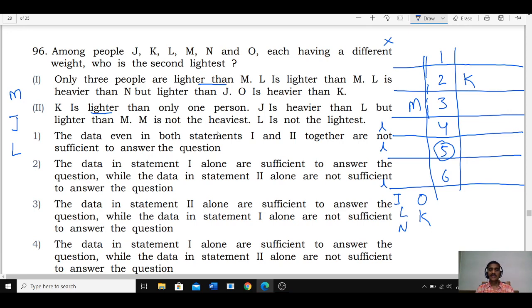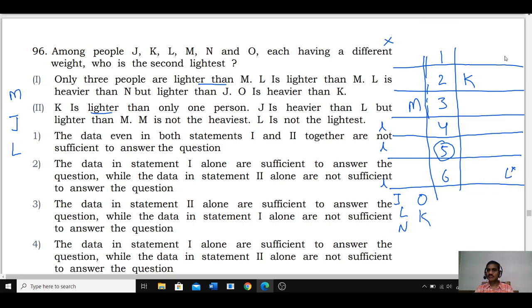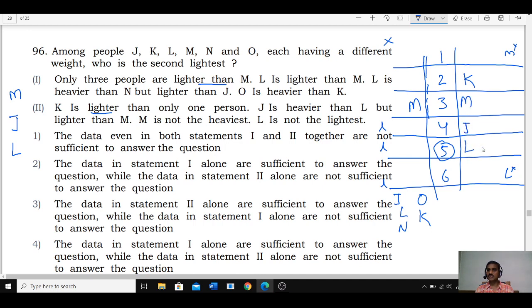M is not the heaviest, so M cannot be at this place. And L is not the lightest. L cannot be here, M cannot be here, so M, J and L must be in this order. Hence what is the only possibility? M, J and L. This is the only possibility we have. And who is the second lightest? L is the second lightest.